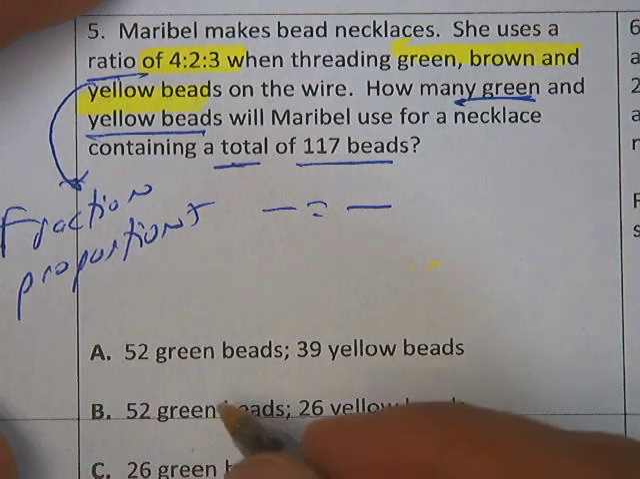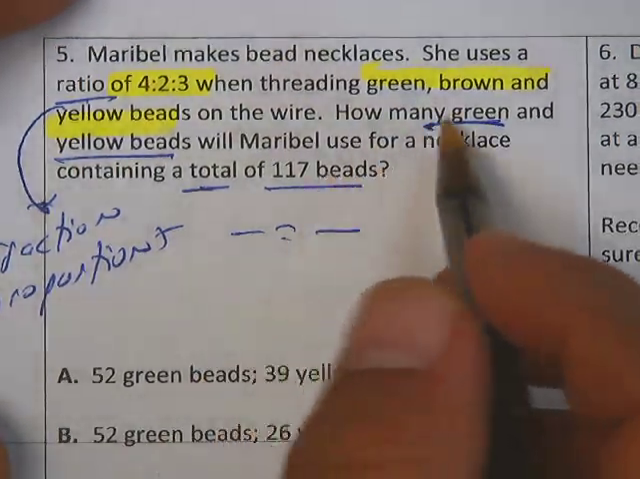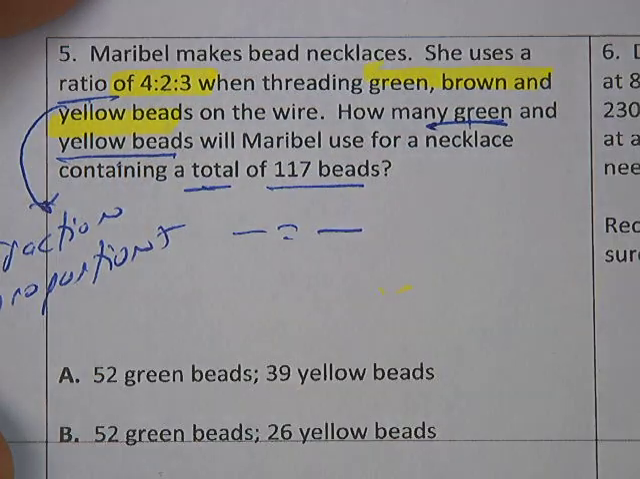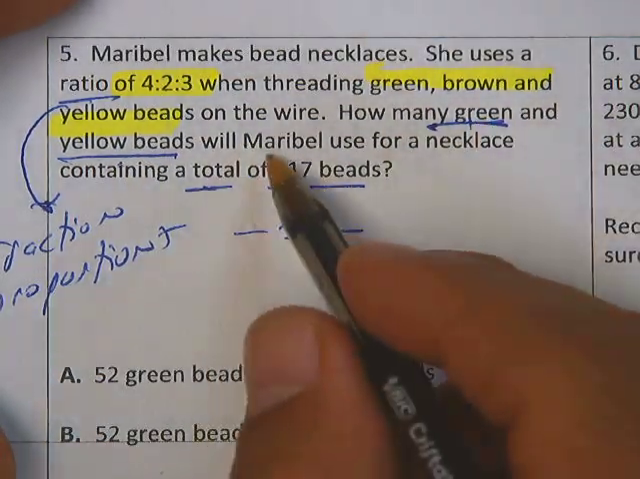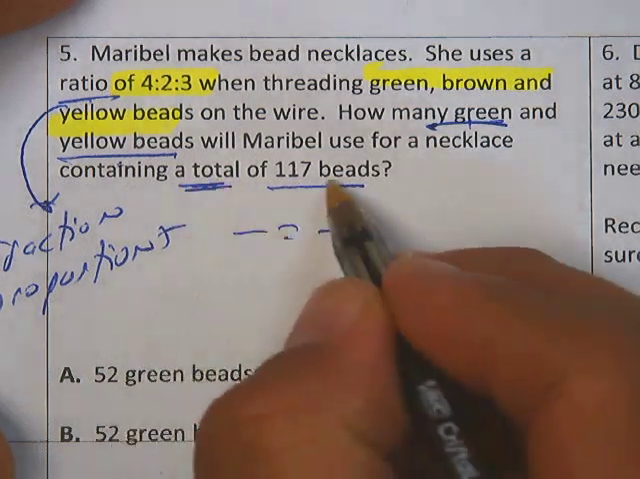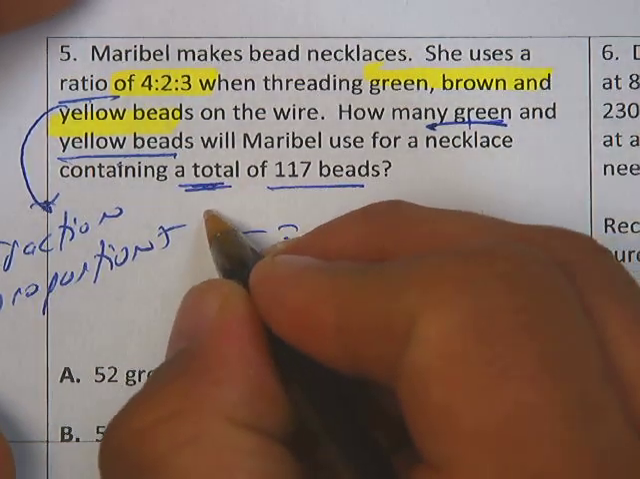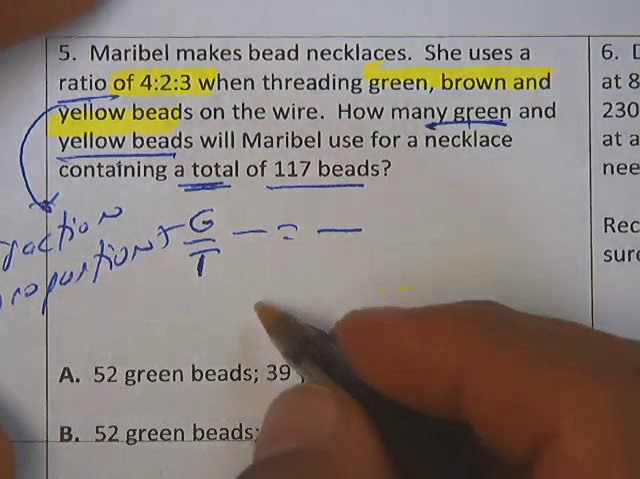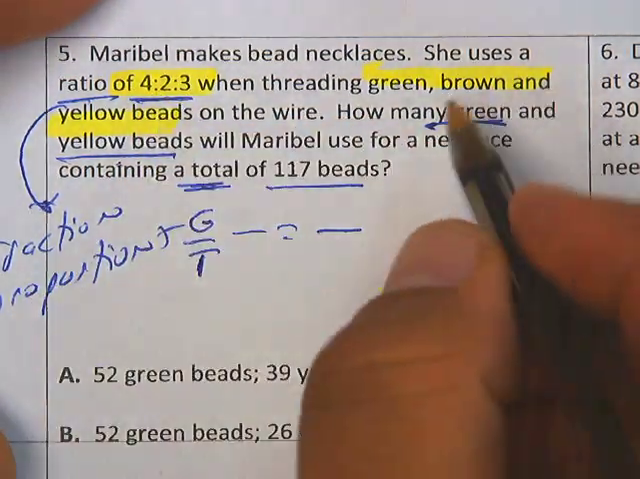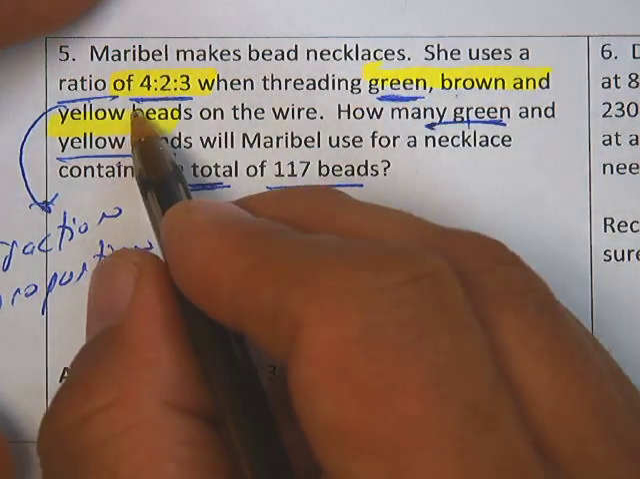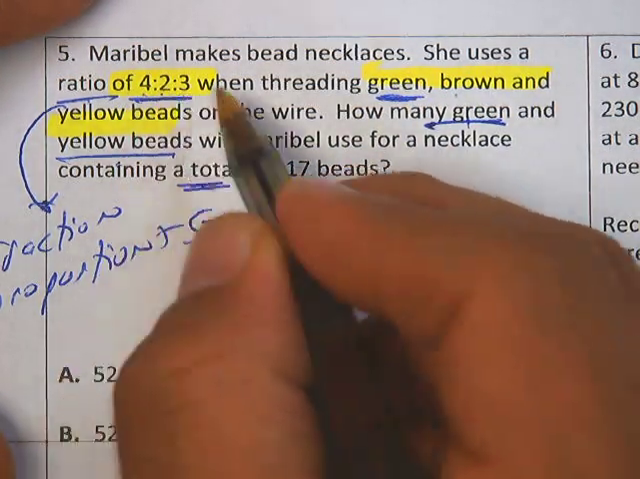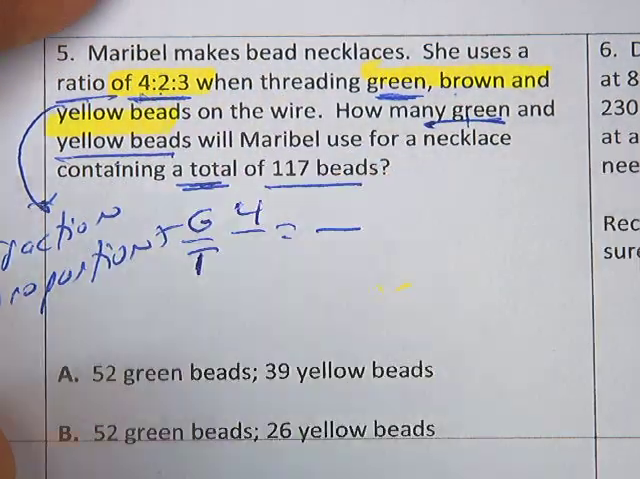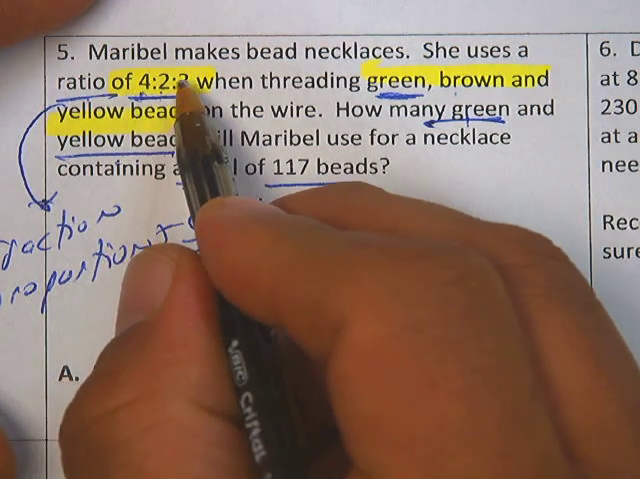So since it's talking about ratios, I know when I see ratio, I think of fraction, and I also think of proportions. Okay, so I think proportions, fractions. Okay, well, let me see. What am I comparing? Well, I'm not comparing green to yellow. What I'm actually comparing is the greens or the yellows to the total of beads.